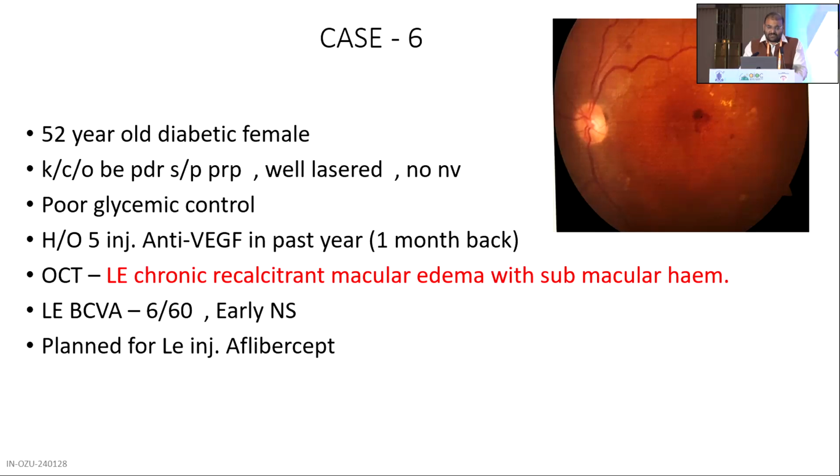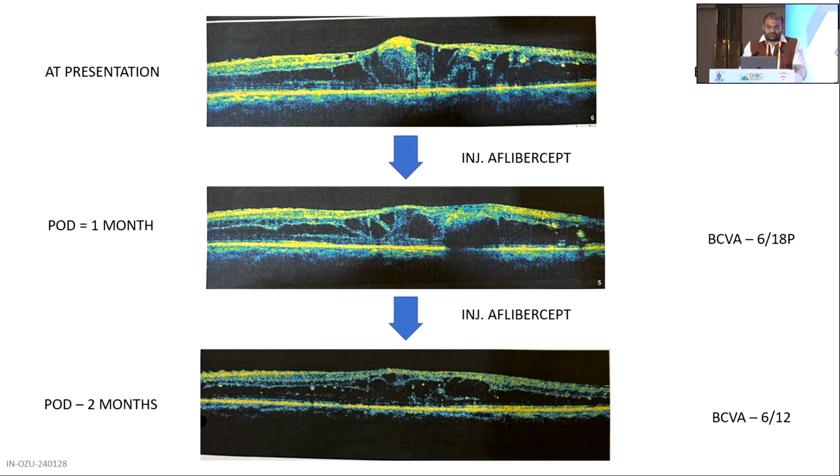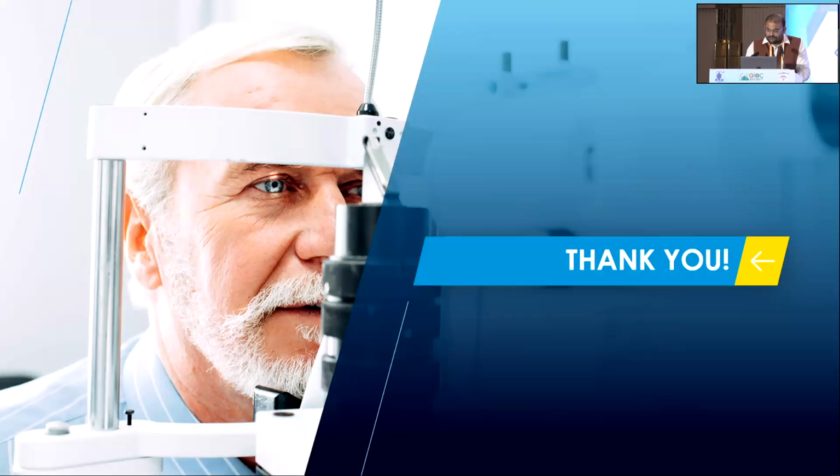A 52-year-old diabetic female, phakic patient, PDR post-PRP, well lasered, no NV, 5 injections in the past year. Last given 1 month back, the patient presented with this OCT: subretinal heme, big cystic spaces. Patient visual acuity was 6/60. After the first injection, cystic spaces collapsed, and after the second, they further collapsed. Patient is due for the third dose. Vision also improved. That's my time for today. Thank you so much for the patient hearing.